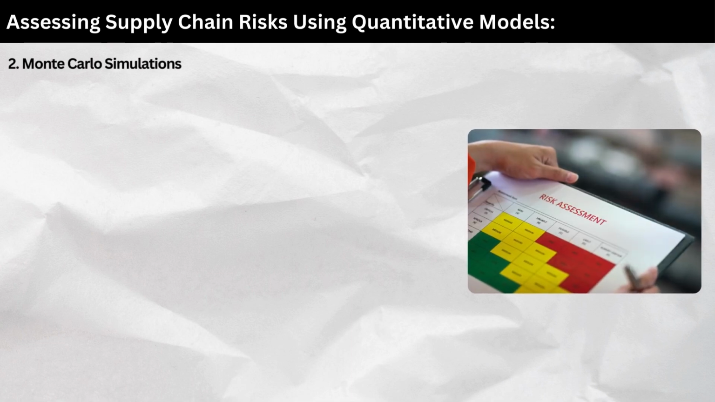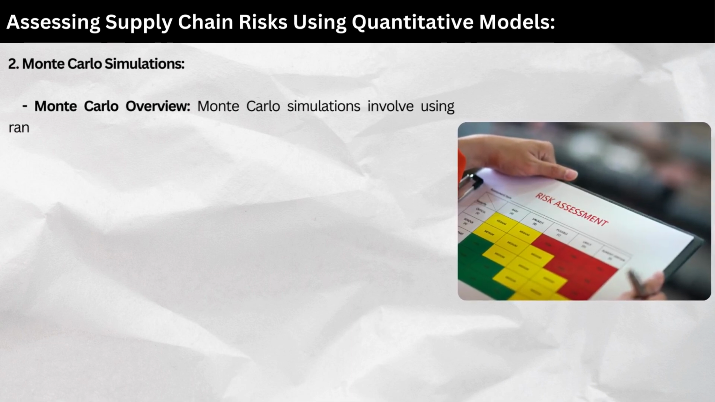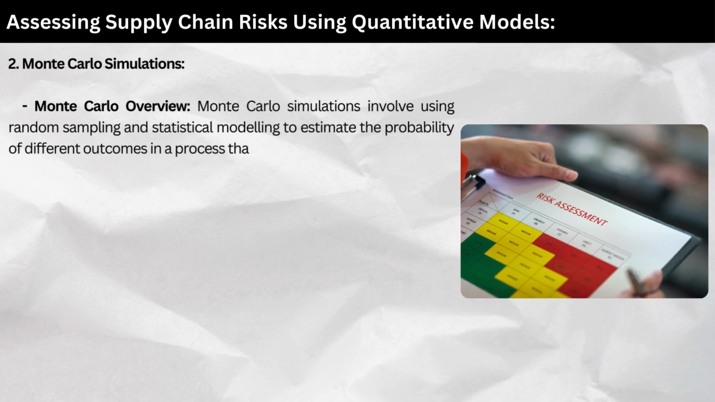2. Monte Carlo simulations. Monte Carlo overview. Monte Carlo simulations involve using random sampling and statistical modeling to estimate the probability of different outcomes in a process that is subject to uncertainty.